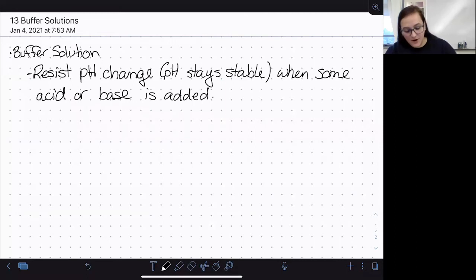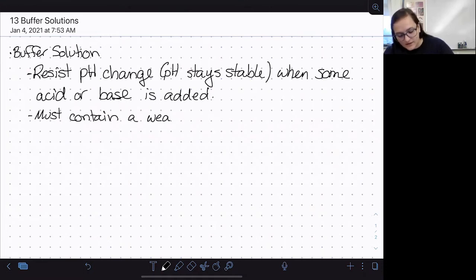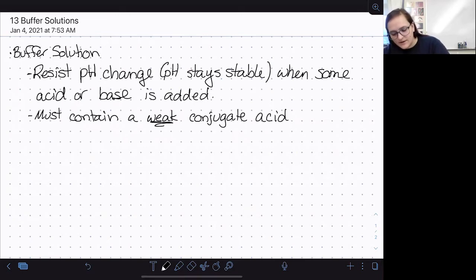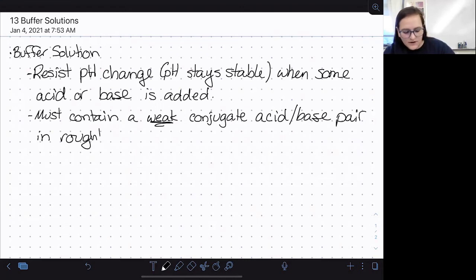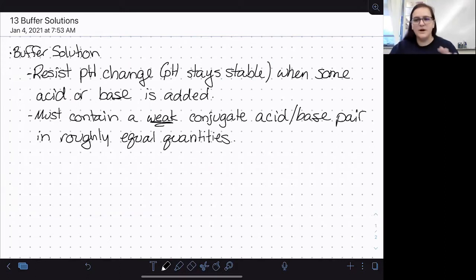So in order to function properly, our buffer solution must contain a weak, that's important, conjugate acid-base pair. So a weak acid and its conjugate base, or a weak base and its conjugate acid, however you prefer to think about it. And they must be present in roughly equal quantities. Doesn't have to be exact. Up to about a 1-to-10 ratio in either direction is fine, but approximately equal-ish.